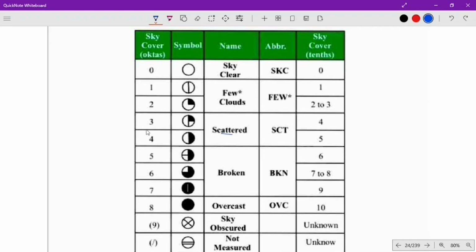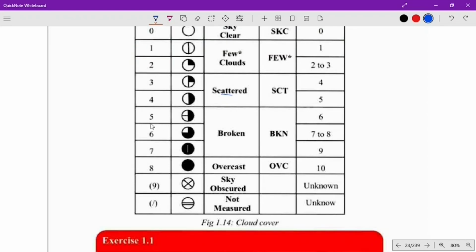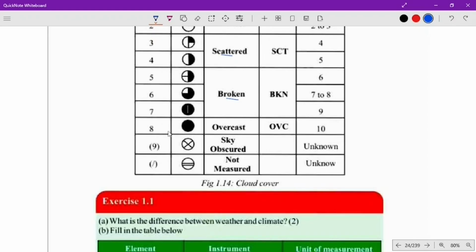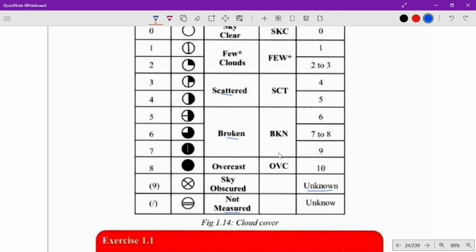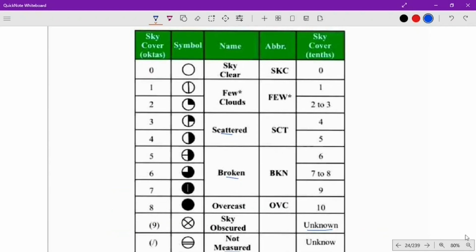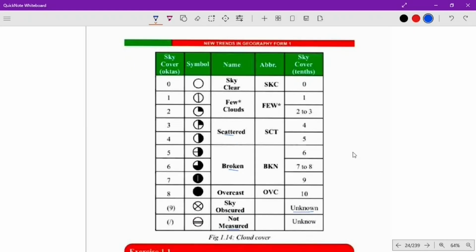This is for scattered, 3 and 4. If it's 5, 6, 7, it's broken. Then 8, it's overcast. 9, the sky is obscured. You can't measure or estimate. And this means not measured. We don't know. So this is how we record cloud cover using the octas method, where we observe the clouds and estimate. This is the recording.